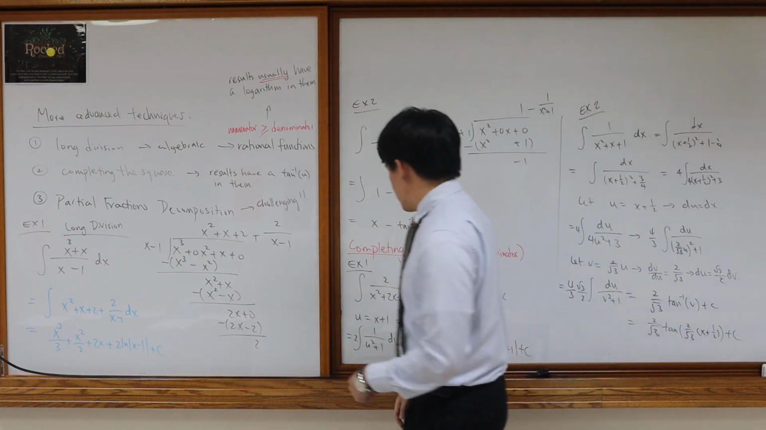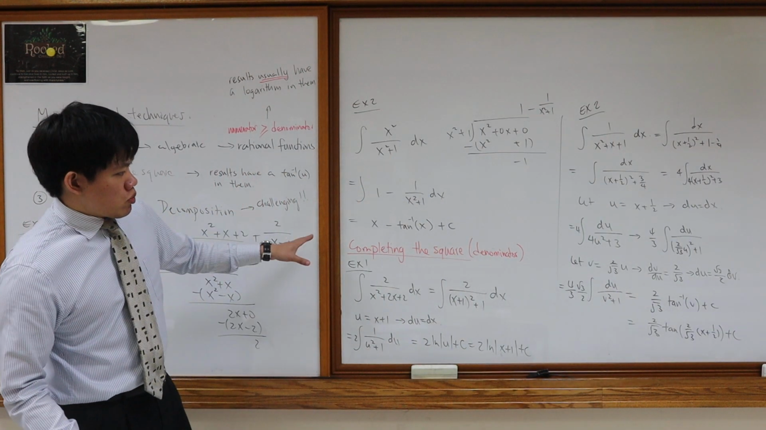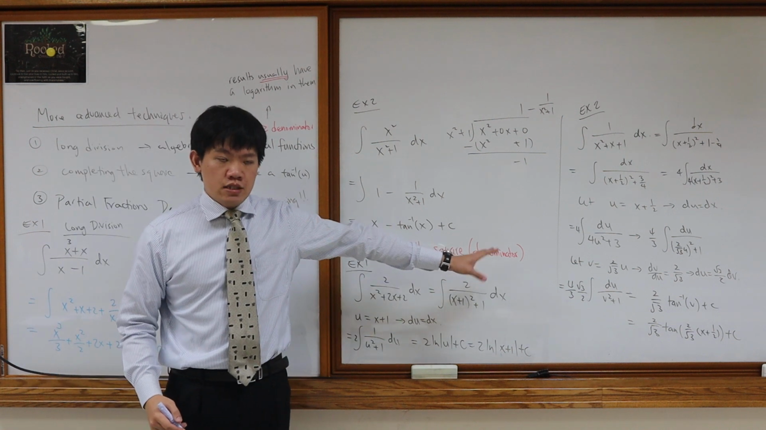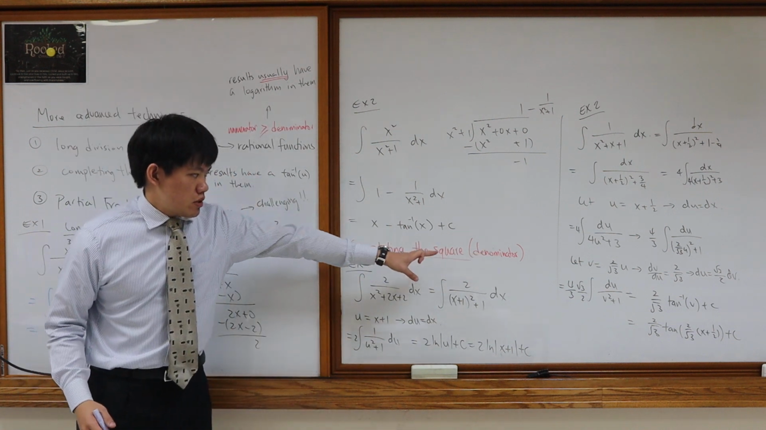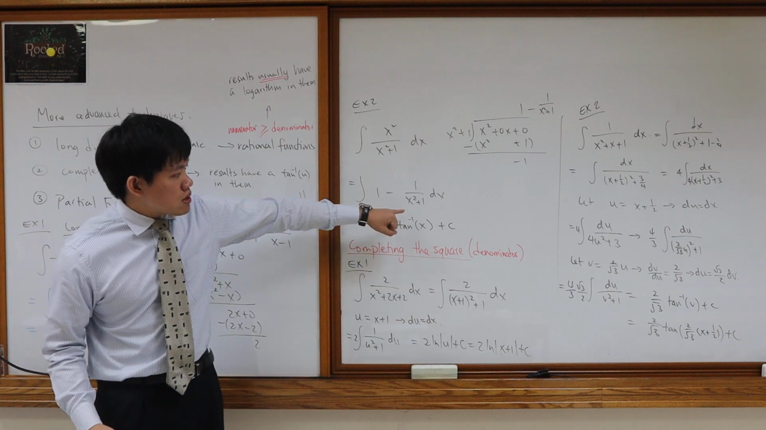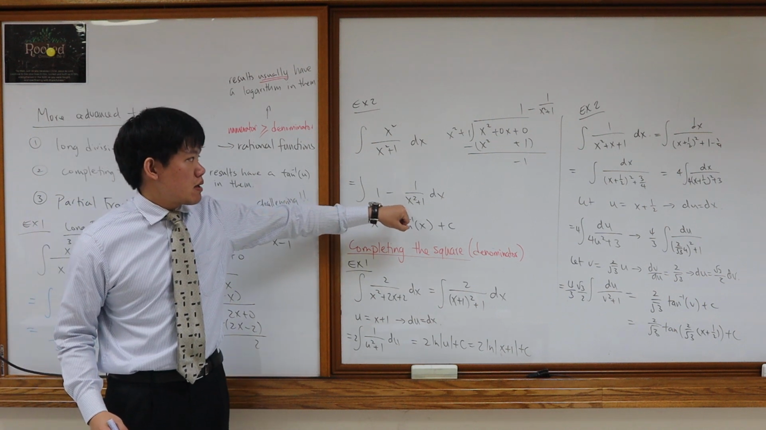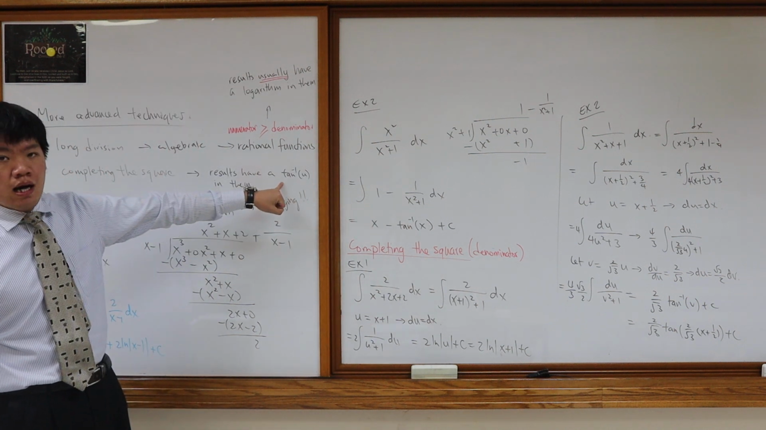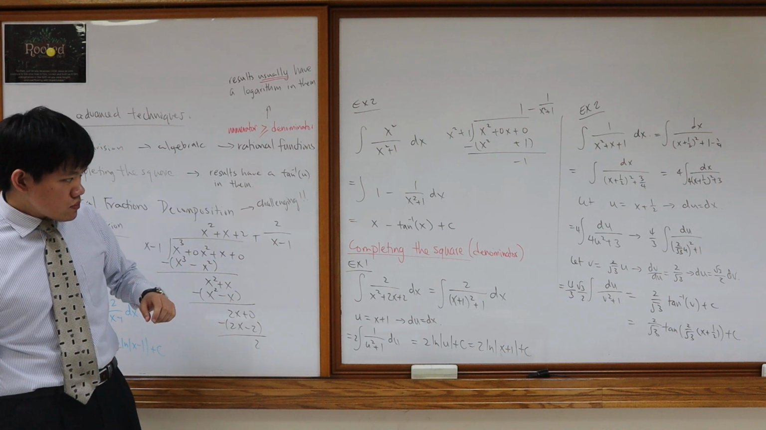Okay, the next one here is completing the square. When we talk about completing the square, look at the denominator. As you can see, when we complete the square in the denominator, we want it to look something like x squared plus 1 in the denominator. In other words, you're looking at the arctan integral.